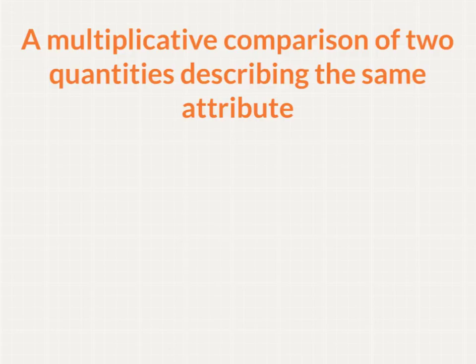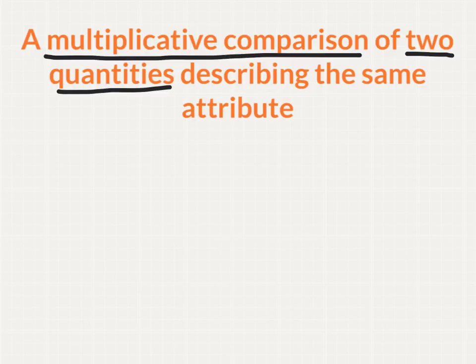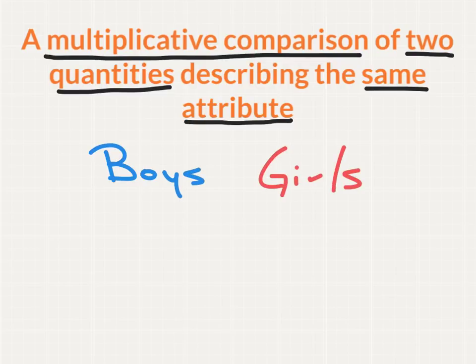Now we're going to take a minute to talk about three very important phrases in this sentence. Multiplicative comparison, two quantities, and same attributes. Here's what they mean. If I'm doing a comparison of two quantities, say in our classroom, I'm going to compare boys to girls. Boys and girls would be two quantities that I'm comparing.